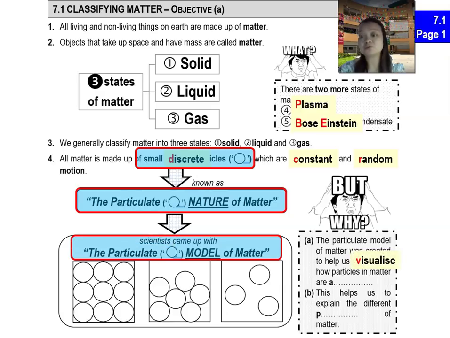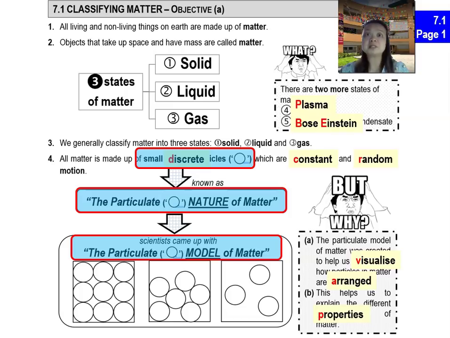Number one, to help us to visualize. Visualize means to help us to see how these particles are being arranged. And when we see how these particles are being arranged, then it will help us to make connections or to say that, oh, is that why solids have got a fixed shape? Oh, because the particles are like that, is it? Yeah, so it helps us to understand properties of matter better.